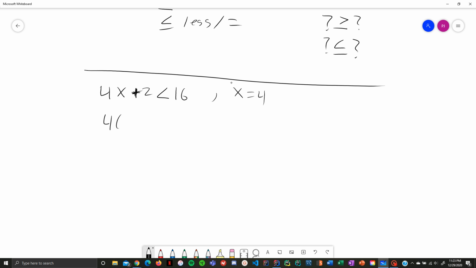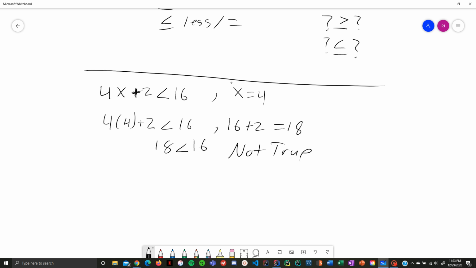So let's plug in the 4. We have 4 times 4, because we're substituting for x, plus 2. You have to bring that down, and we're seeing once again if that's less than 16. Well, 4 times 4 is 16, and of course we have to add the 2, and that's going to be 18. Since this side is 18, and we're seeing if it's less than 16, this is not true, because 18 is not less than 16, so this inequality is not true. X cannot be equal to 4 to solve this inequality.